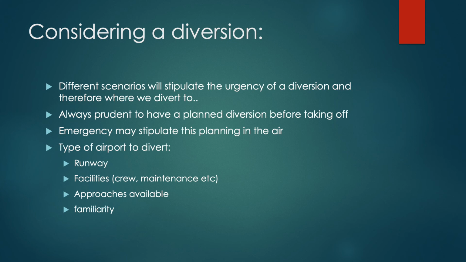So when considering a diversion, the type of scenario that we're faced with, or the reason that we've got to divert, will stipulate how quickly and the urgency of the diversion. Obviously, if there's a major system malfunction in the aircraft, then the urgency is going to be increased. If maybe a passenger is not feeling too well, then suddenly that urgency is decreased because it's not life or death.